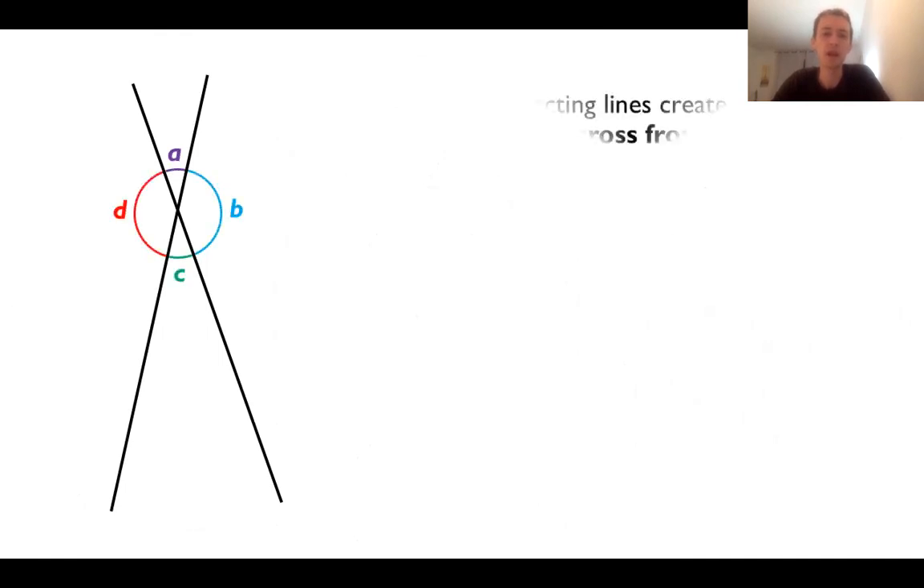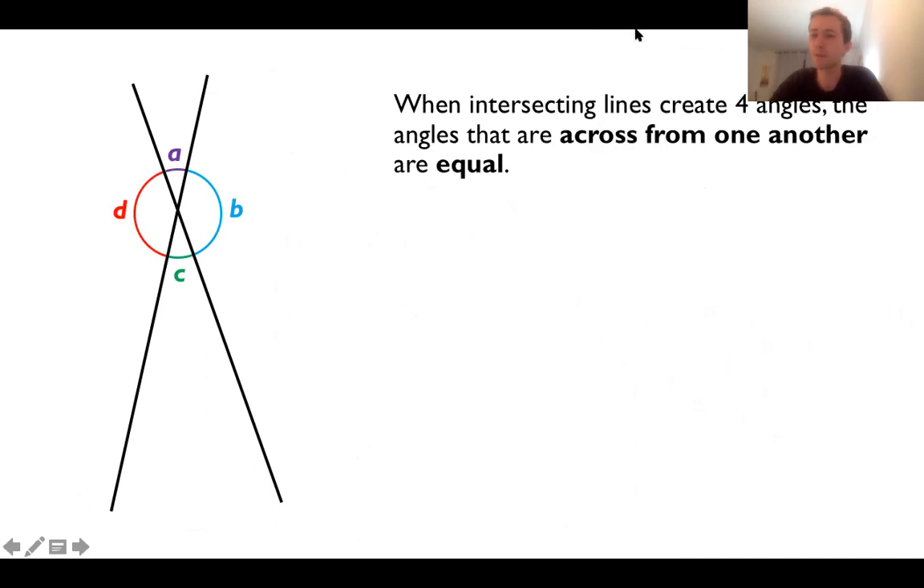I'm going to give you two lines here that intersect. Remember, intersect just means they cross one another. The nice thing here is it does not matter at what angle they cross each other. We're going to make four angles whenever we've got an intersection. I'm just going to call them A, B, C, and D. I'm sorry if I'm in the way here, but when intersecting lines create four angles, the angles that are across from one another are always going to be equal.